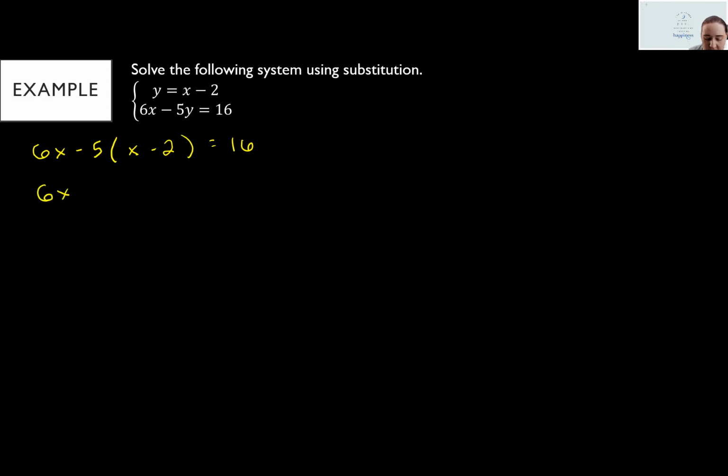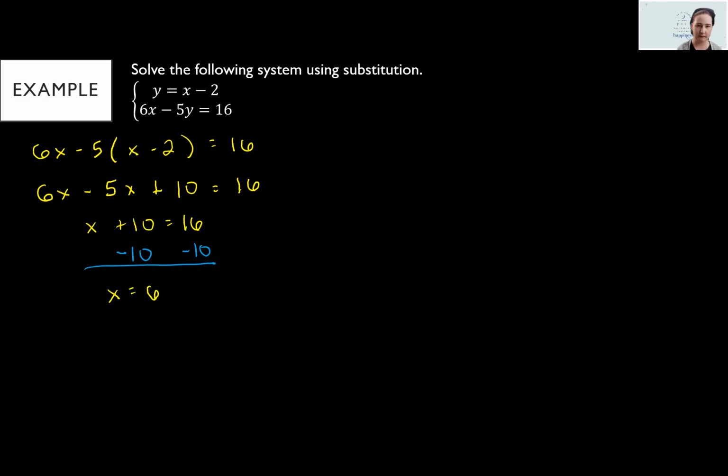So I'm going to distribute my 5. So this is minus 5 times x, and then I'm going to get a plus 10 equals 16. It's the negative 5 times negative 2. So 6x minus 5x, that's actually just x. So we have x plus 10 equals 16. And then all I need to do is subtract 10 from both sides. So this is not bad at all. We get x is equal to 6.